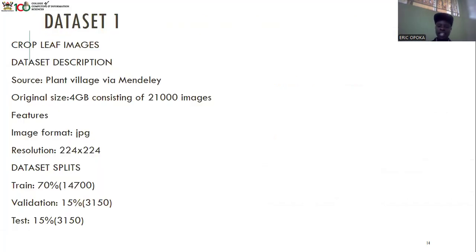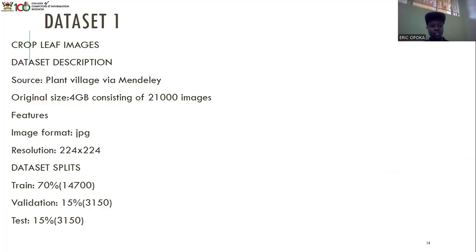So we had 3 main data sets. The first one was what? Leaf images. Leaf images, we got it from Plant Village via Mandalay. It's a total of 4G because in this case, we trained it on maize, which has 4 classes and 21,000 images. Features, it's in JPG format.